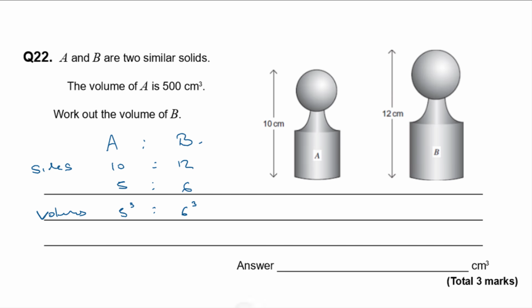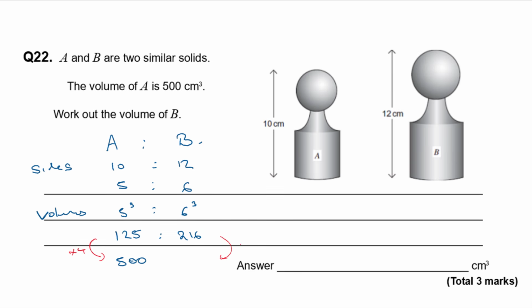Okay. So their volumes are going to be a ratio of 5 cubed to 6 cubed. 5 cubed I know is 125. 6 cubed I think is 216. I might just double check that one. 6 to the power of 3, yeah, it's 216. So I know the actual volume of A is 500. Now 500 isn't that just 4 lots of 125? I think it is. So if I times it up by 4, look, I get 500.